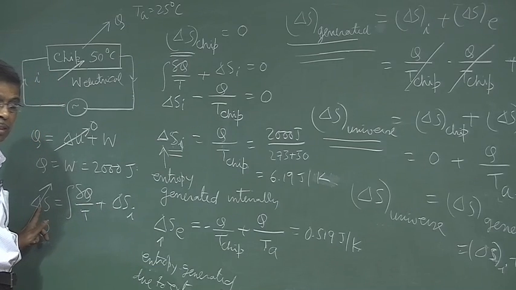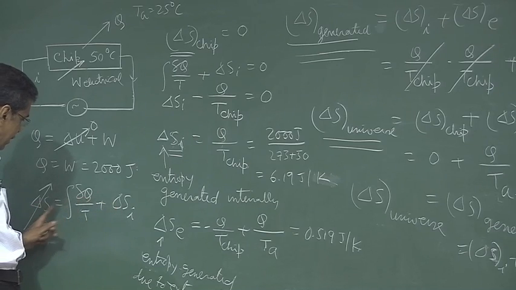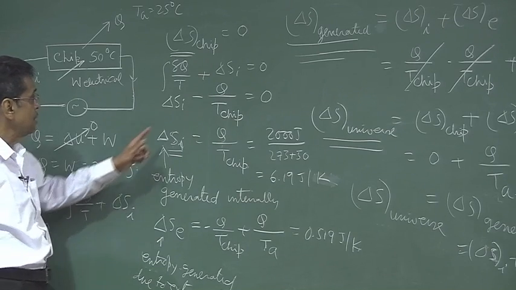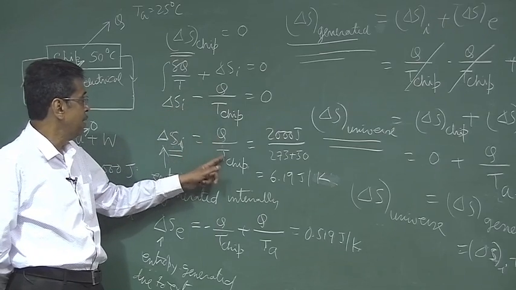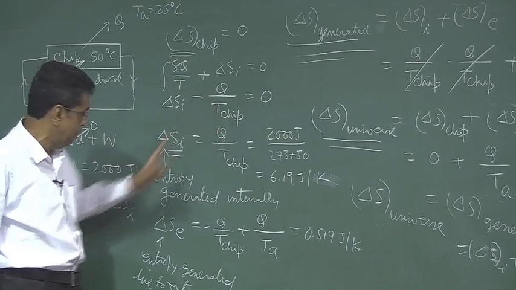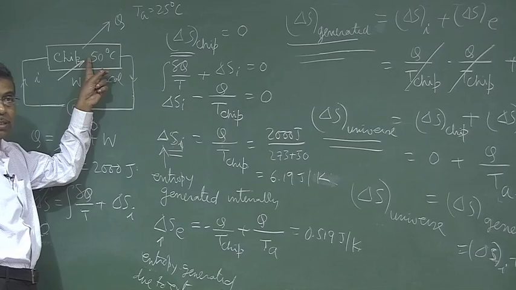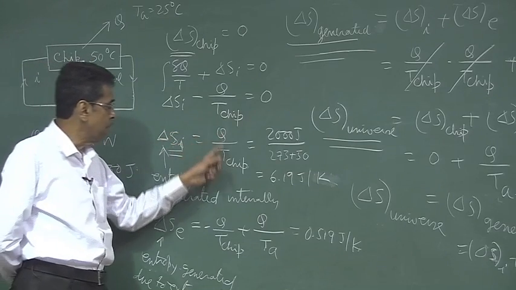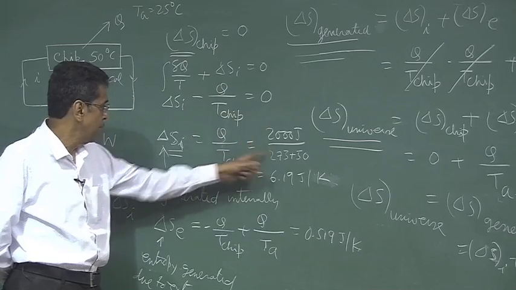I told you in the earlier class that if delta S is 0, then delta Si is minus del Q by T. Here del Q by T is negative, and this del Q by T becomes Q by T because this temperature is constant. Otherwise, we would have to integrate if the temperature varied. So this is simply Q by T chip. This is the numerical value.